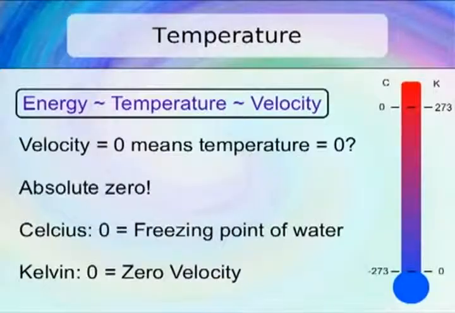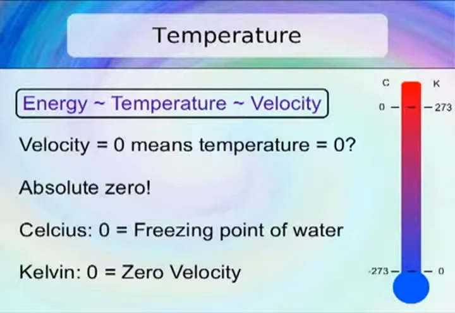So let's just lay some groundwork, get everyone on the same page. Let's talk about temperature. Now, energy is related to temperature, right? But energy is also related to velocity. So that kind of implies that temperature is related to velocity. So if you can have a zero velocity, does there exist such a thing as a zero temperature? Yes, actually there does. There is a zero temperature. We call it absolute zero.